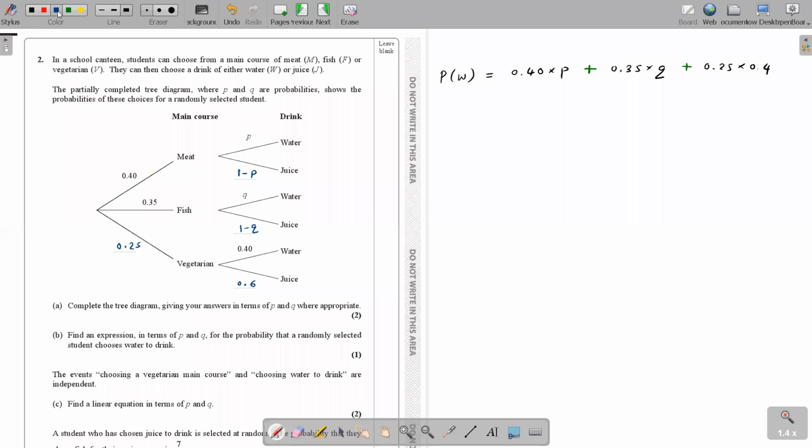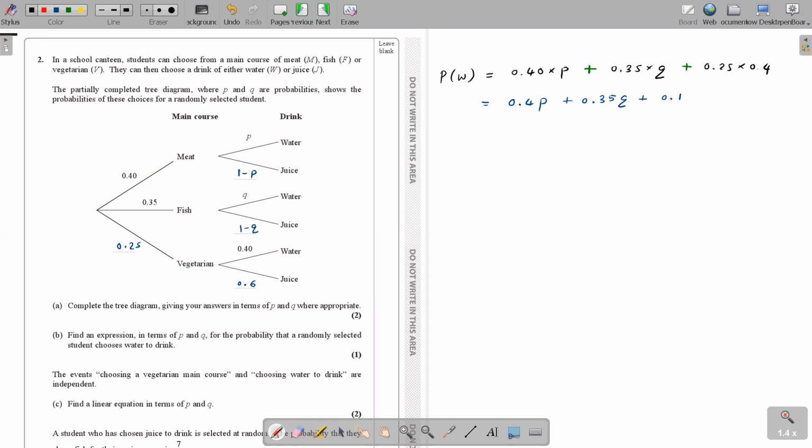So how much is the answer? Can you simplify it for me? 0.4P plus 0.35Q, and how much is 0.25 into 0.4? 0.1. Yes, right? So I have the answer on the chat. Okay, then let's go to part C.